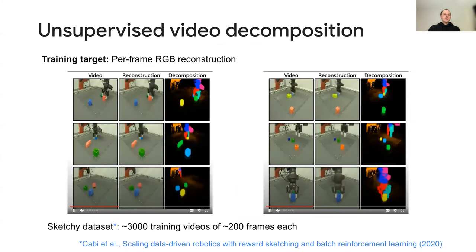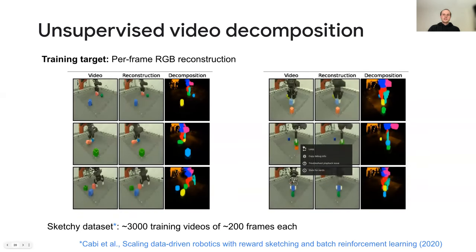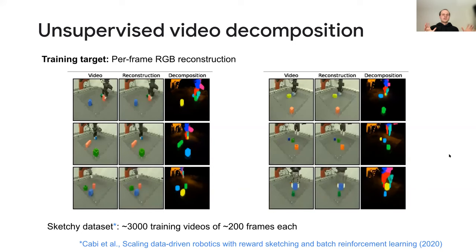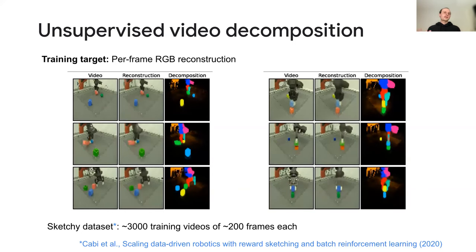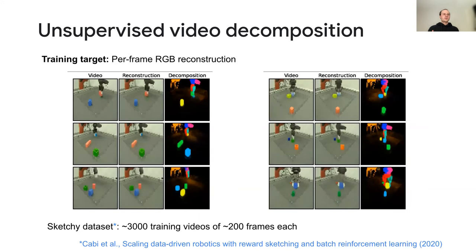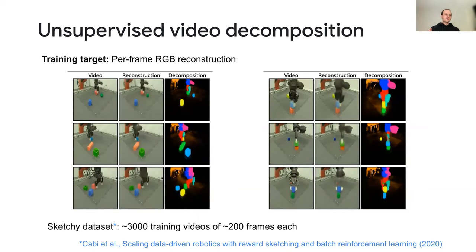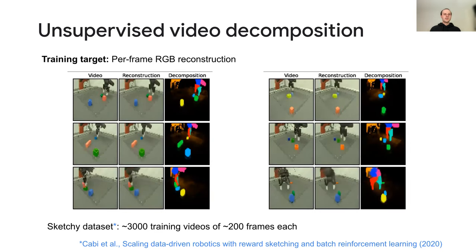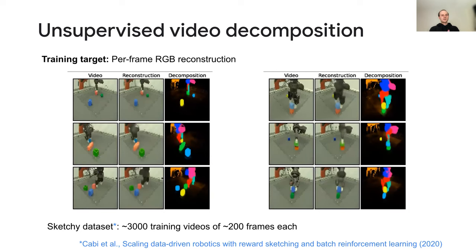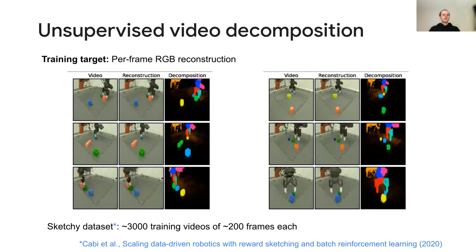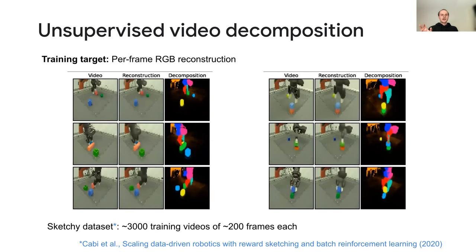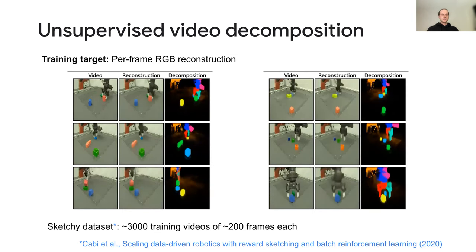When we apply this module even just in the completely unsupervised case where we don't use optical flow, but just run this slot attention for video module on a robotics data set, we already get some really nice decomposition. For example, here, this is a data set of 3000 training videos of 200 frames each, where on the left column you see the input video, in the middle you see the reconstruction for every frame after recomposing everything, and on the right you see the decomposition colored by what every slot is responsible for.